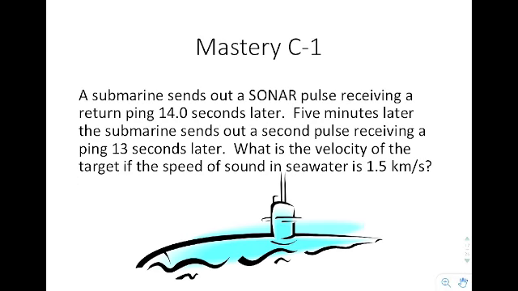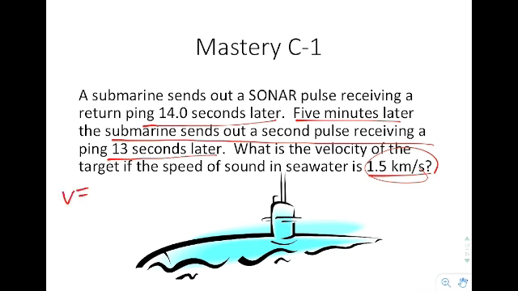So here's an example. It says a submarine sends out a sonar pulse, receiving a ping 14 seconds later. 5 minutes later, the submarine sends out a second pulse, receiving it 13 seconds later. What is the velocity of the target if the speed of sound in water is 1.5 kilometers per second? So the first thing we want to do is realize that we don't work in those units. We have to convert that to a velocity of 1,500 meters per second. Some of you may be saying, well, it's 1483 in water. Well, seawater is a little bit different because it has salt in it. So we're going to go ahead and say it's 1500.